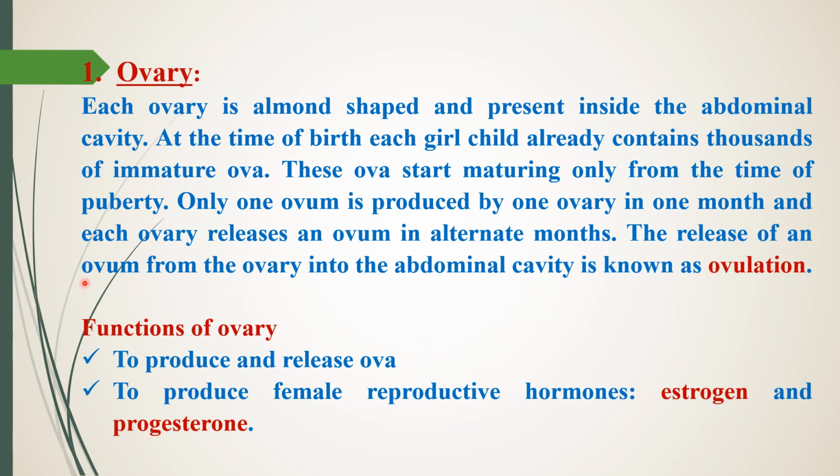So the ovary is almond shaped and present inside the abdominal cavity. And at the time of birth of a girl child, there are thousands of immature ova which are already produced, but they are immature. And after attaining puberty they start maturing, and only one ovum is produced in an ovary in a month.